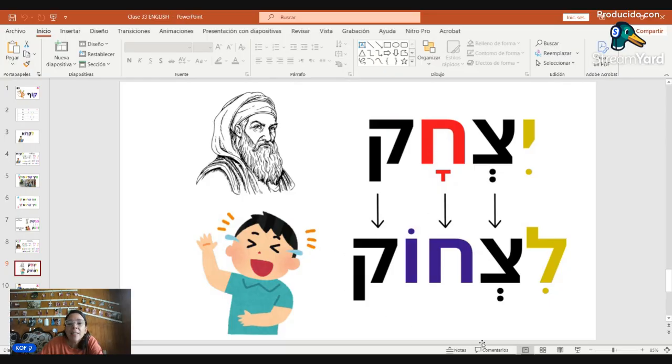And the verb to laugh, I love this. We have the same shoresh, tzade, chet, kof. And we know it's a verb. How do we know? Because we have lamed and we have holam vav. And we know it's a pa'al verb. So the conjugation will be really easy. And it reads litzchok. Ha ha ha. To laugh.